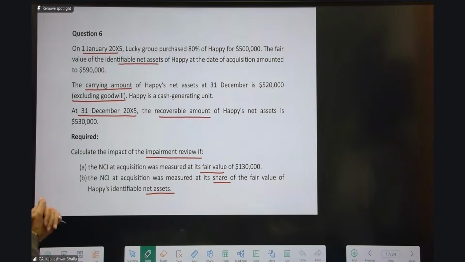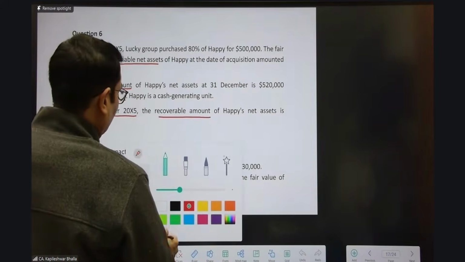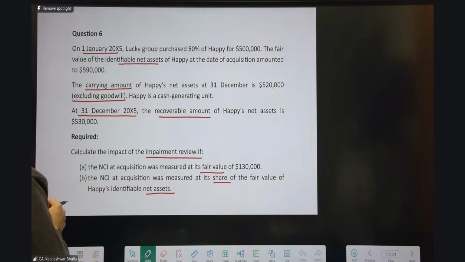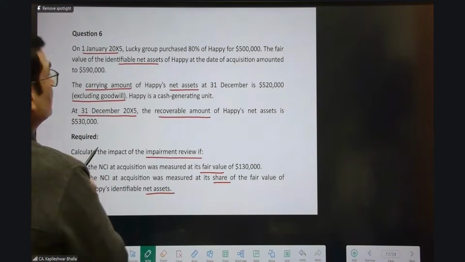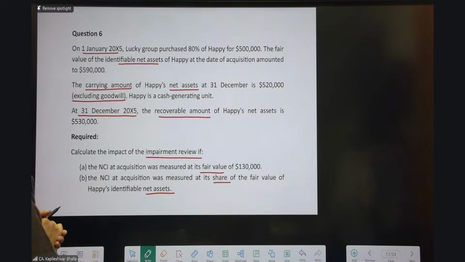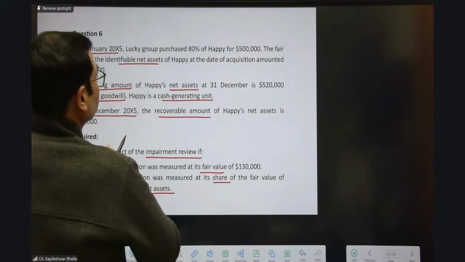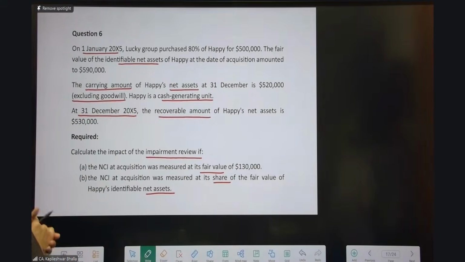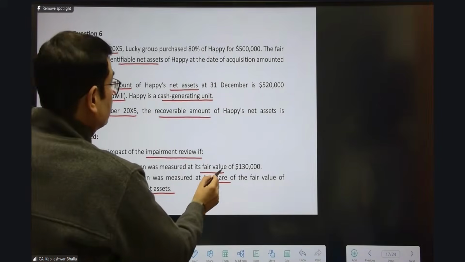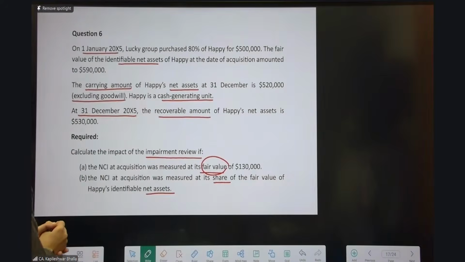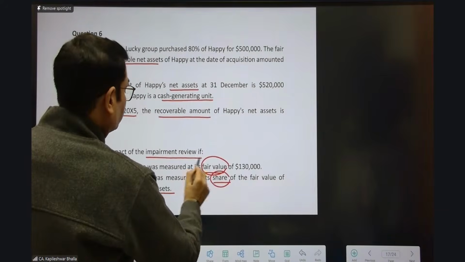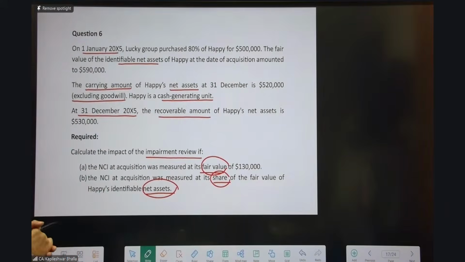It says on 1st January X5, Lucky purchased 80% shares for 5 lakh rupees. The fair value of the net assets on the date of acquisition is given, and the carrying amount of the net assets on December is given, excluding goodwill. And it says Happy is a cash generating unit. The company in entirety is a CGU, and the recoverable amount is given at the end of the year. Now we are required to calculate the impact of impairment review if the NCI is taken at fair value, number 1, and if the NCI is taken at the share in the net assets, that is PASNA, number 2.